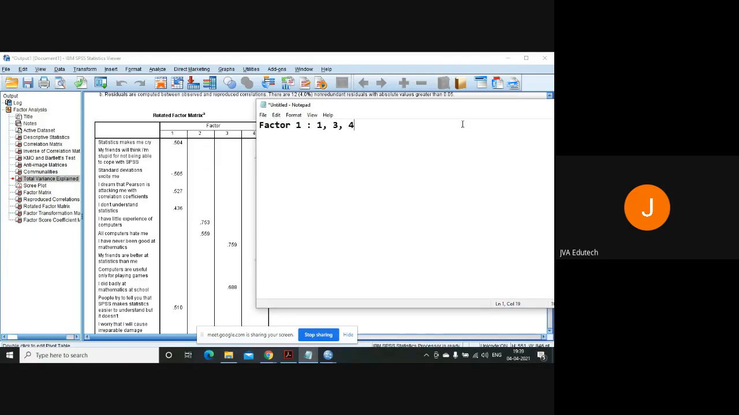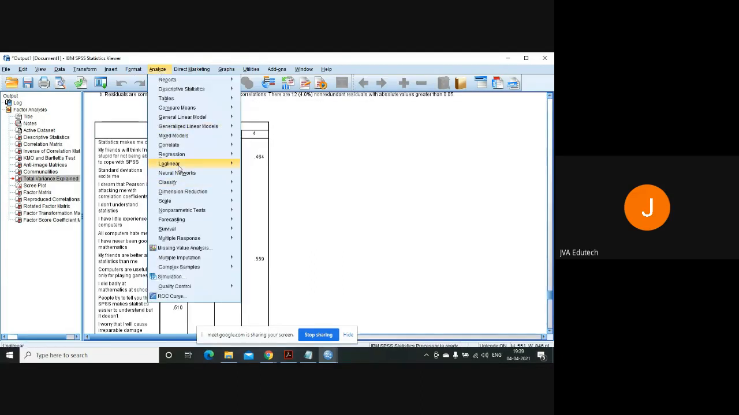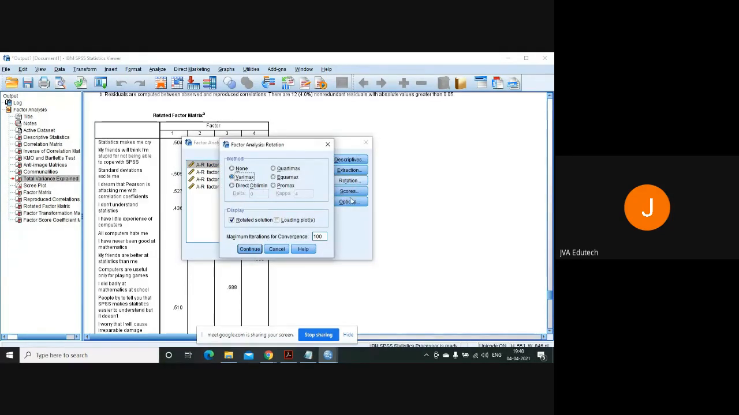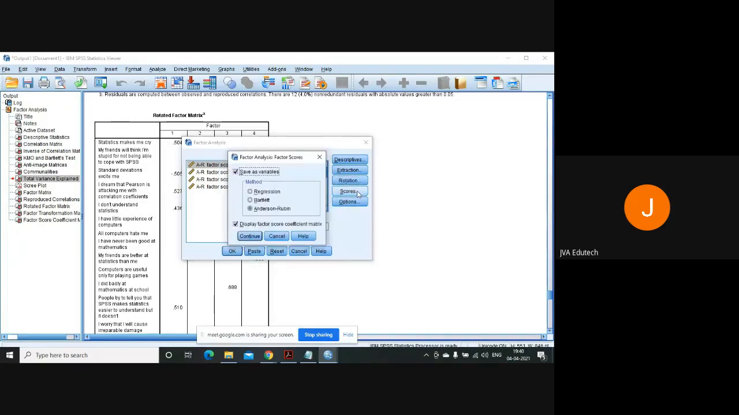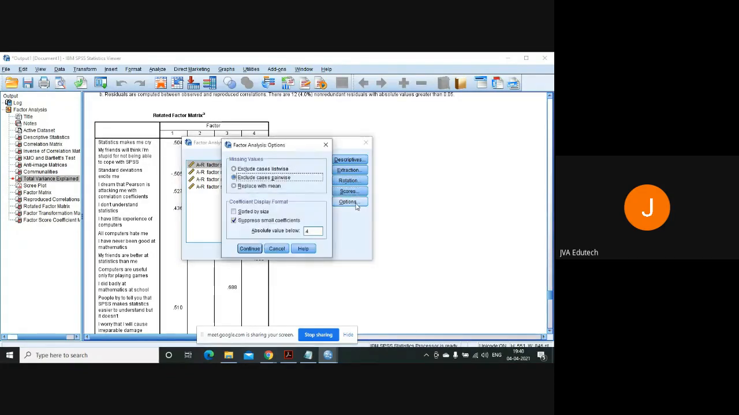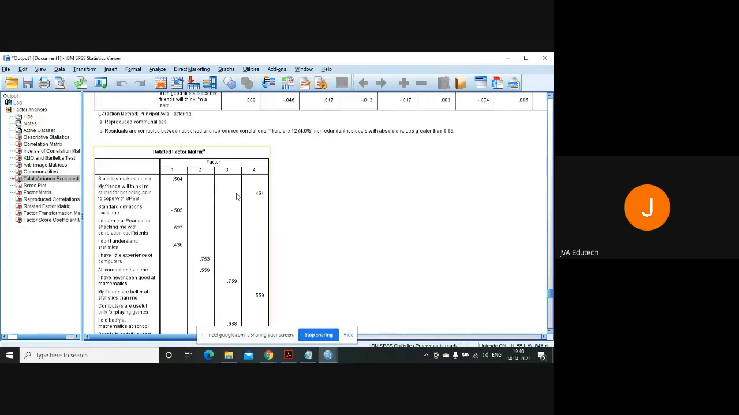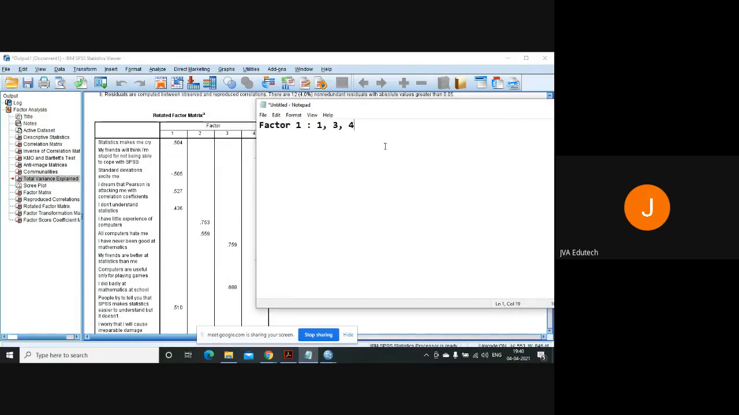During the rotation, if you could remember, I'll show you. Whatever you are keeping, by default it will be 0.5. If you want to have more items, then you can keep it at 0.4. By default, it's 0.3. So suppress small coefficients means values below 0.4. Already I have given this, so any value above 0.4 will be counted. Then 1, 3, 4.